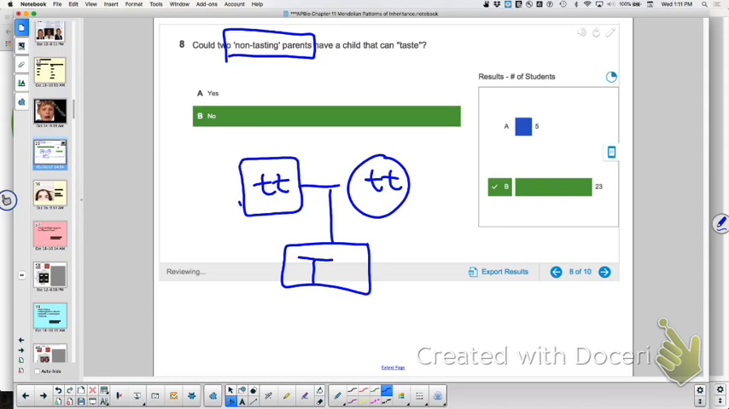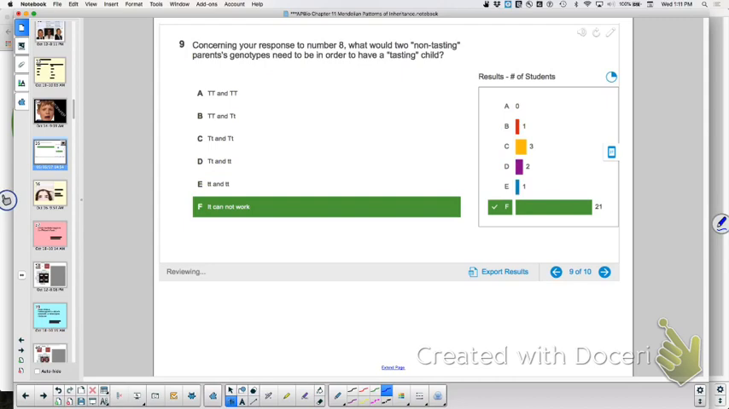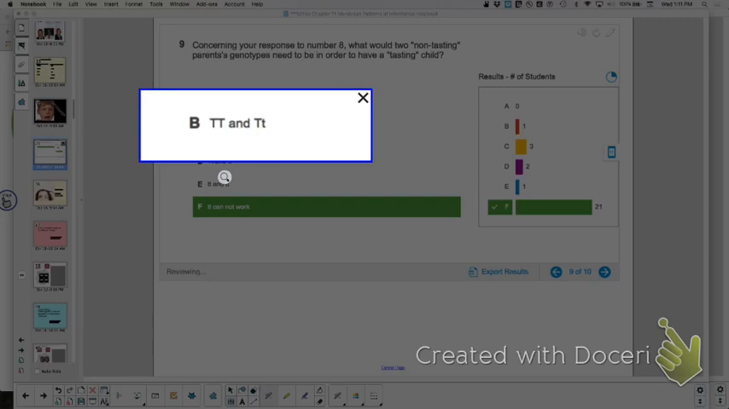Next. It says number 9, concerning your response to number 8, what would two non-tasting parents' genotypes need to be in order to have a tasting child? It cannot work. We just did that. There's nothing that works if they are non-tasting. If we look at, let's just go through some of the answers that people chose. Somebody chose B. It says, are these non-tasting parents? No. First one tastes, and big T, little t tastes.